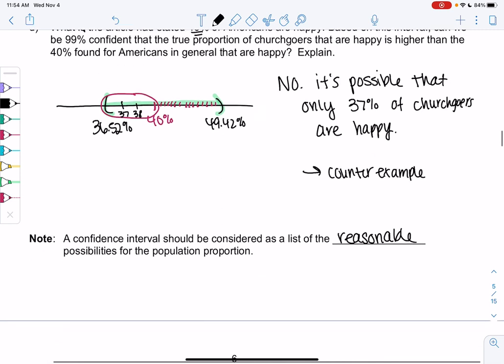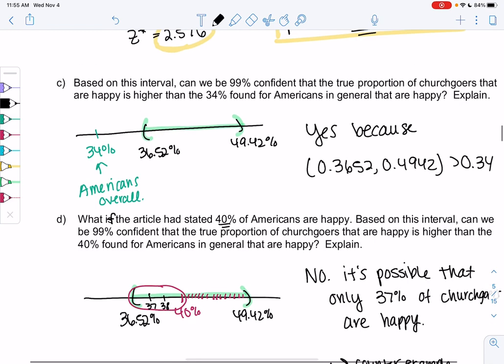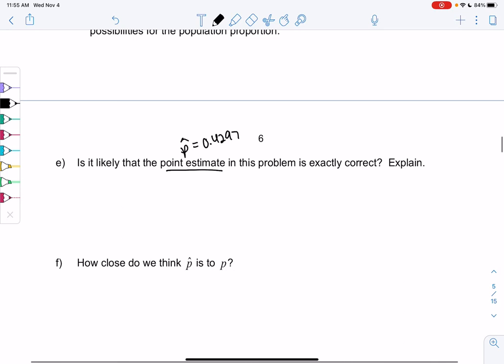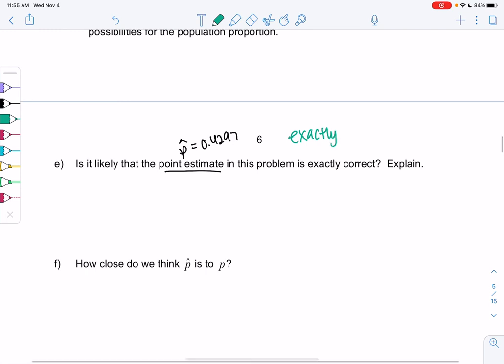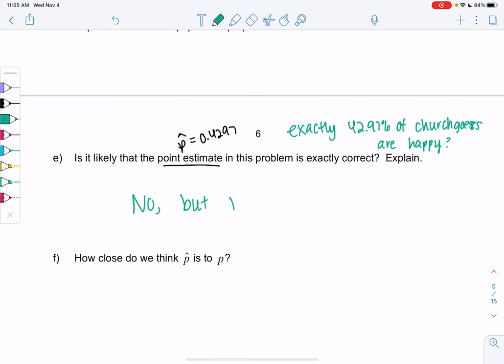So a couple more parts. Part E. Is it likely that the point estimate, that was p hat, which was 0.4297, yeah, p hat, in this problem is exactly correct? So does it mean exactly 42.97% of churchgoers are happy? Probably not exact. Right? We've been talking about this, but probably close.